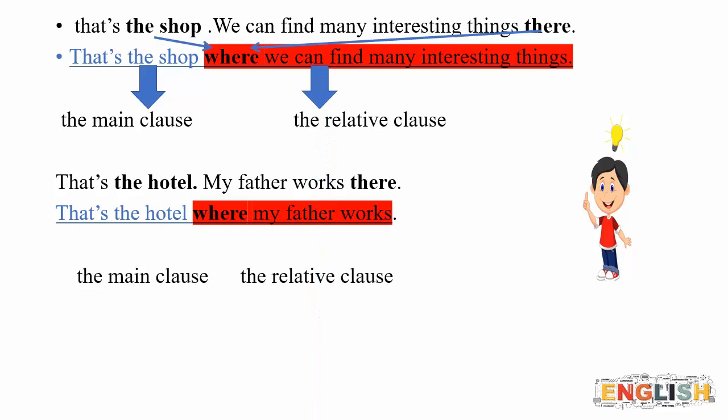Let's move on to the second example. That's the hotel. My father works there. Great. So we say that's the hotel where my father works. We replace the hotel and there with the relative adverb where. So it means that that's the hotel is the main clause and where my father works is the relative clause.